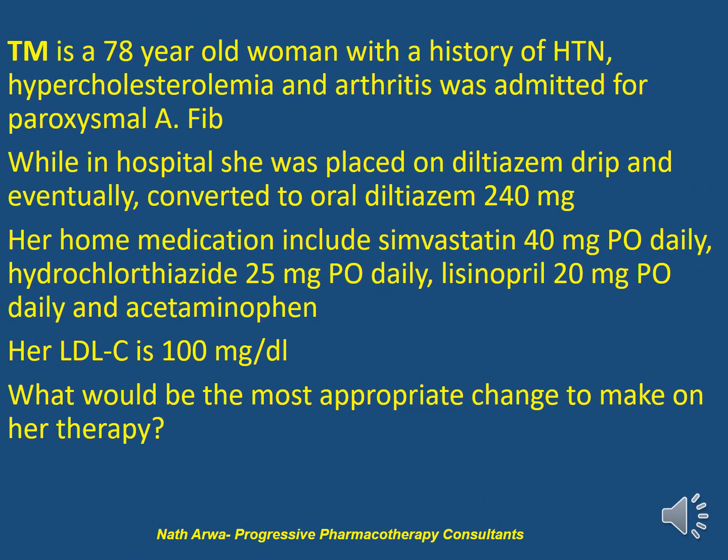So the next question reads, TM is a 78-year-old woman with a history of hypertension, hypercholesterolemia, and arthritis, and she was admitted for paroxysmal AFib. While in hospital, she was placed on a diltiazem drip and eventually converted to an oral diltiazem at a dose of 240 milligrams sustained release once a day.